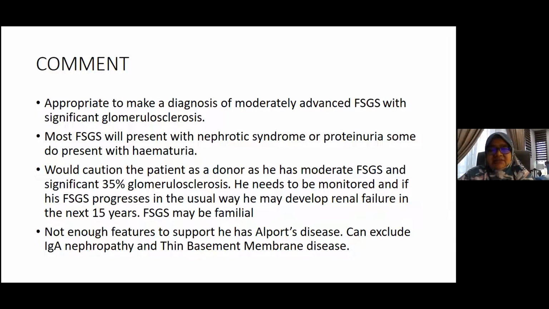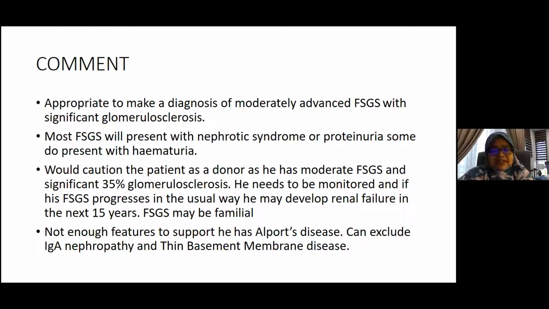If it's not being followed up, it can develop into a full-blown renal failure in the next 15 years. So when we relate this case to the history of kidney diseases in the family and the brother needing a transplant, this FSGS may be familial. They wanted to rule out Alport, and there are no features to suggest Alport's, because I will show you in later cases what the criteria are to call an Alport's.